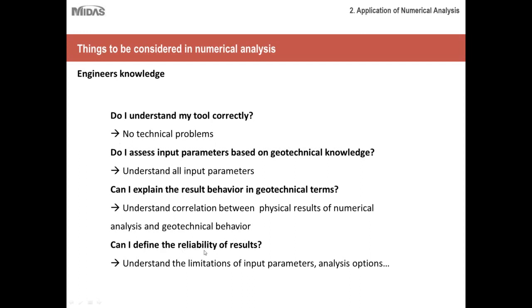Can I define the reliability of the results? Even if you got results that are satisfactory to you, it's so important to understand the limitations of the input parameters and analysis options. Even though the results may be good, keep in mind that the results aren't absolute. There may be certain factors that need to be accounted for. Once again, these results are calculations, they're predictions, but they're not 100% reliable depending on the situation. So it's really important to keep in mind certain other factors that could alter the reliability of these results.